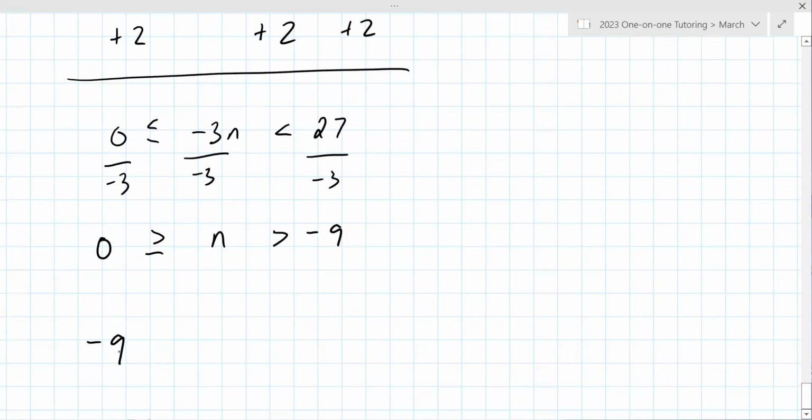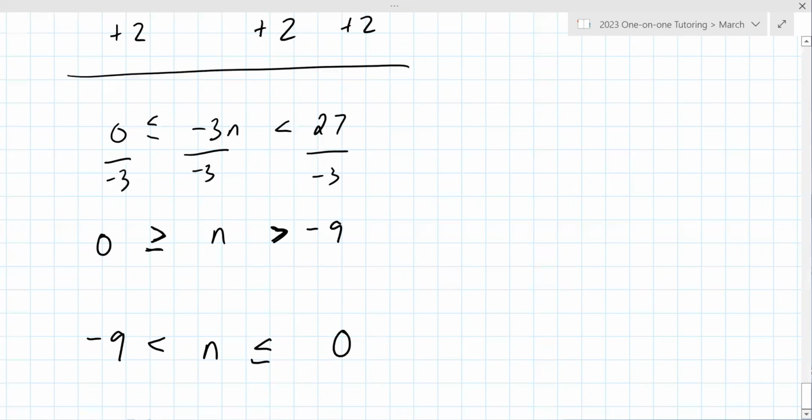Which is smaller, 0 or -9? -9. So -9 goes on the left. This thing is pointing at -9, so it's got to still point at -9. Then 0, and this is pointing at n, so it's got to be pointing at n. Any questions on that? No. Okay. So let's try another one here.